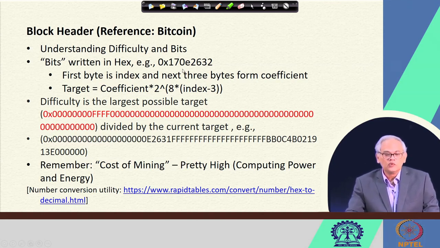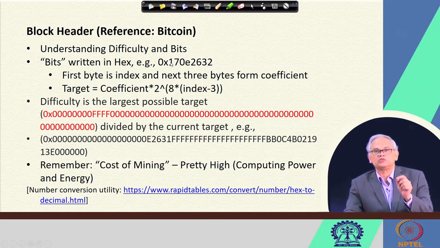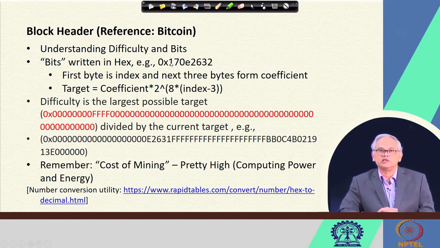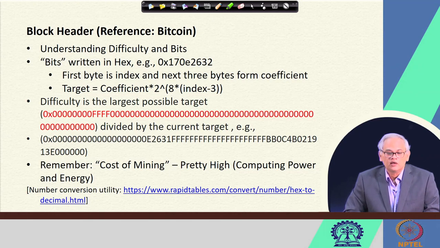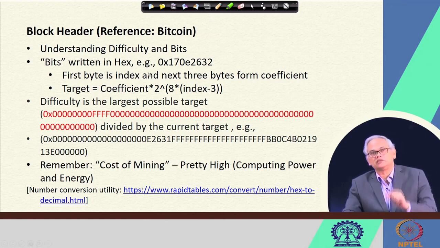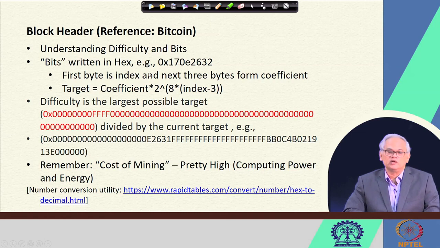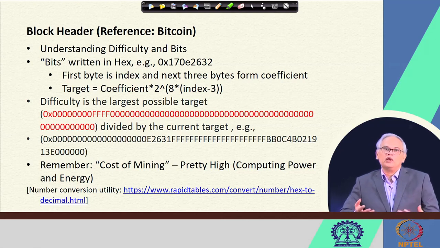170E2632. Here the first byte, that means 1 and 7, each of these is 4 bits. So, 1 and 7, this is 8 bits from the first byte, that is the index, and the next 3 bytes form the coefficient. So, the target complexity, that is going to determine how many leading zeros there would be, is this coefficient multiplied by 2 raised to the power 8 into (index minus 3).